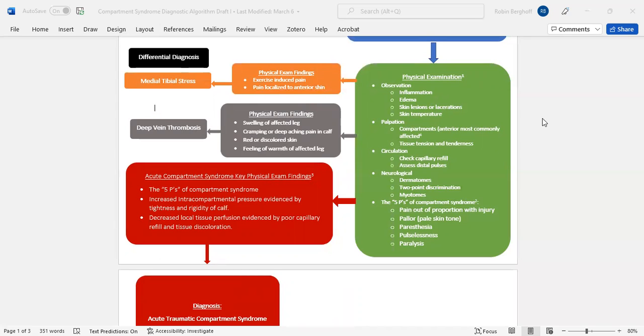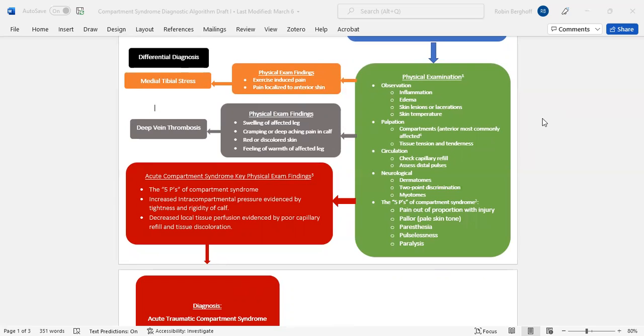We want to make sure we're checking the temperature of the skin to see if it's hot, red, cold and clammy, or pale and kind of waxy looking. Those are all really important things to make note of.